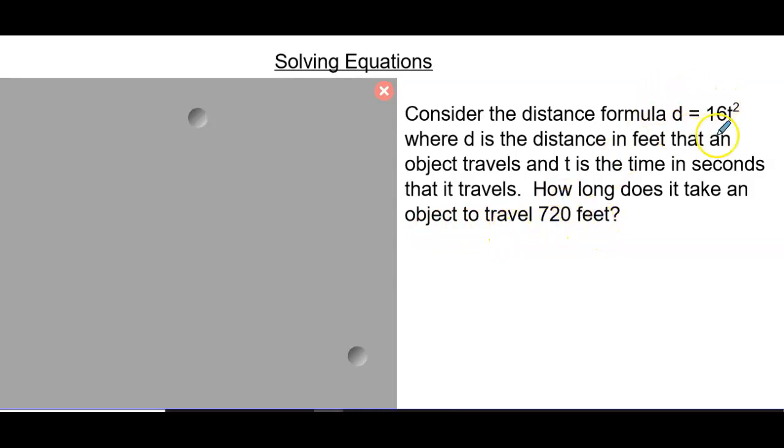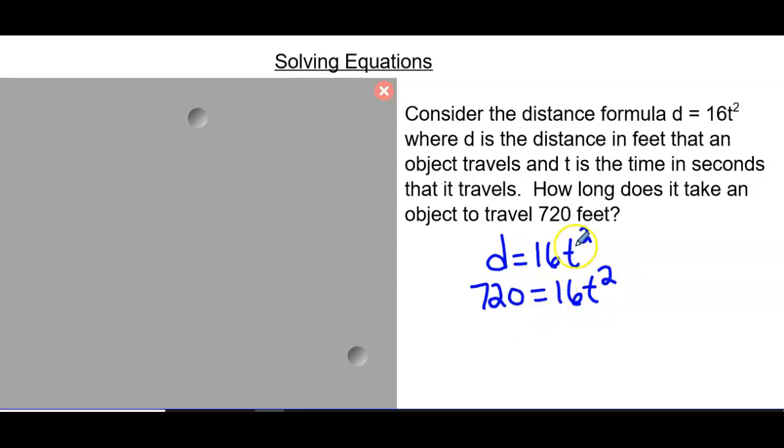All right, so we have our formula right here. I'm going to go ahead and write that down. D equals 16 times t squared. And we want to know how long it takes to travel 720 feet. 720 feet would go in for the letter D because that represents the distance. We couldn't plug 720 feet in for time because that's not a time. So I'm going to plug in 720 for D.